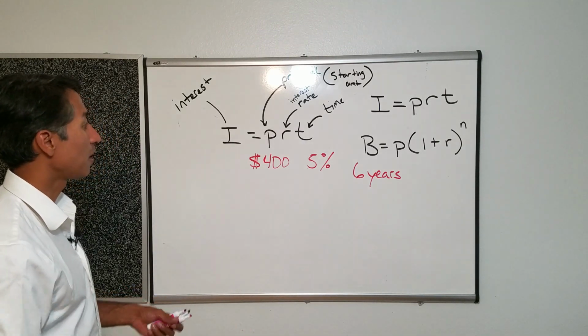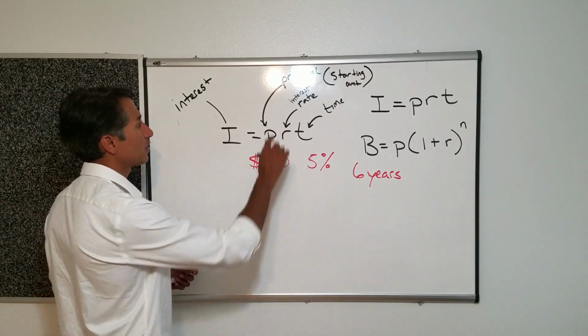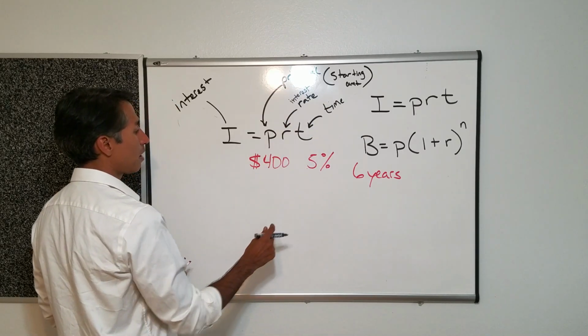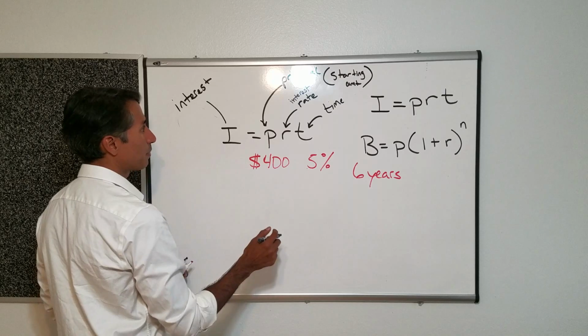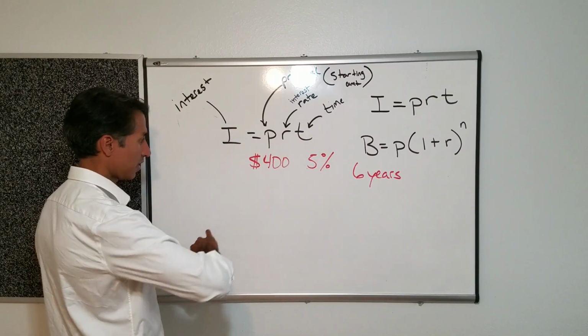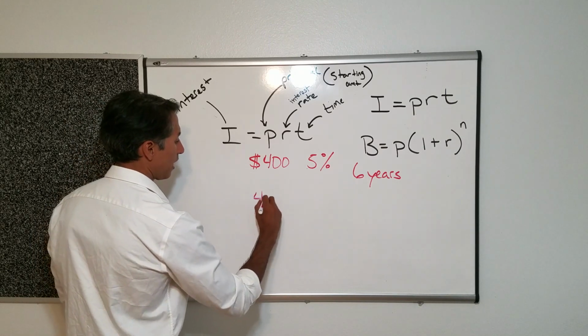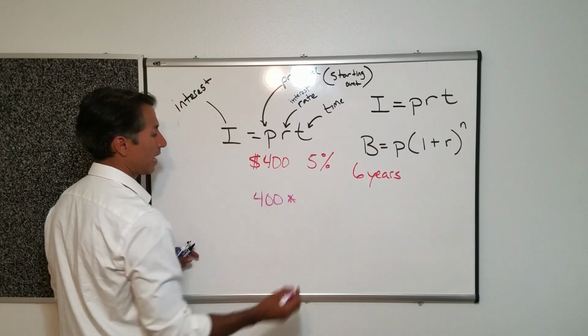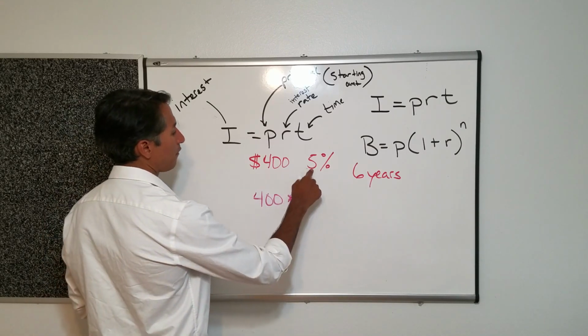Well, let's plug all these into this thing, okay? And this is why I kind of like having these labeled. I think it's gonna help me get all this into this problem. 400 is gonna be the principal amount or the starting amount. So we start off here with 400 times 5%.